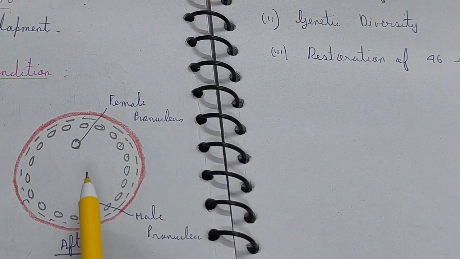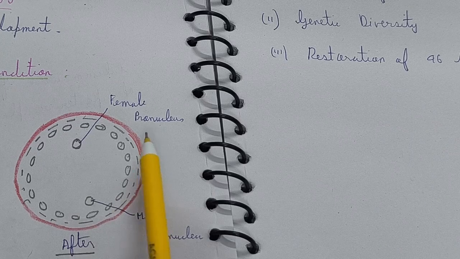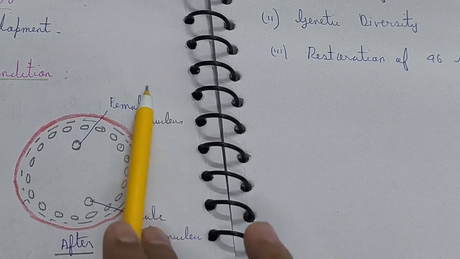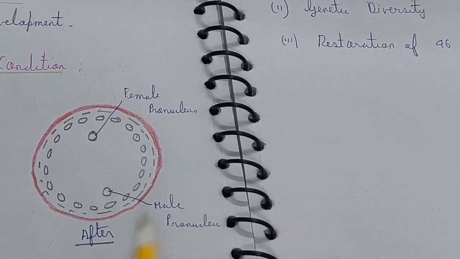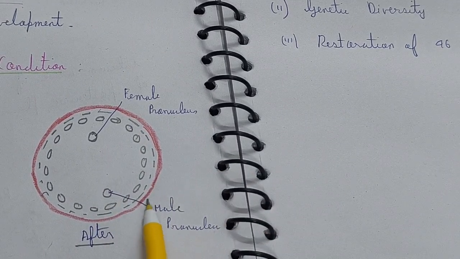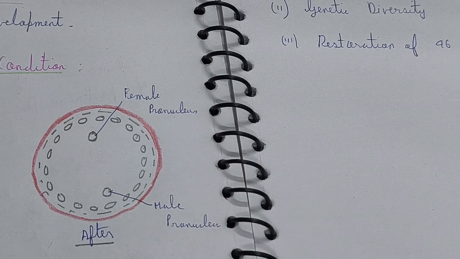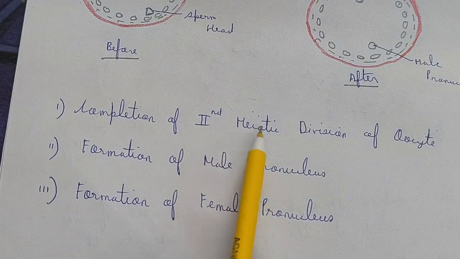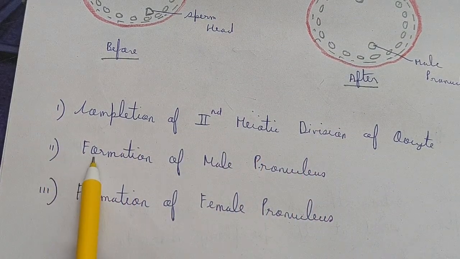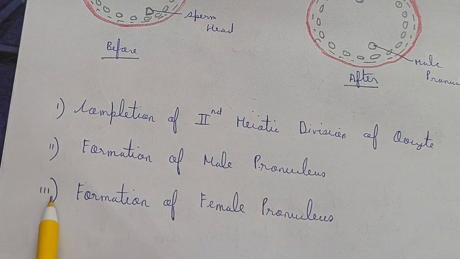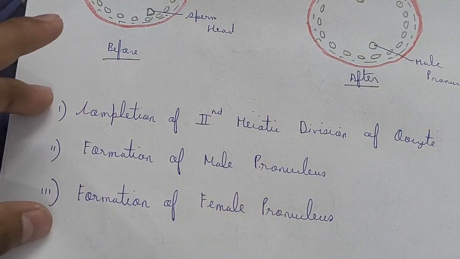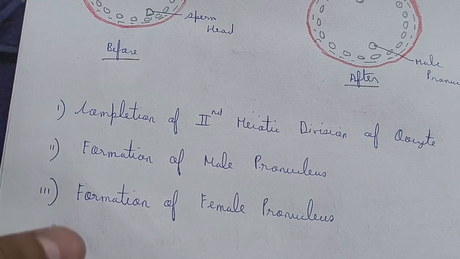But after, you can see this is the condition afterwards: completion of second meiotic division of the oocyte is done, and this leads to formation of the female pronucleus. Second, the sperm head undergoes changes to form the male pronucleus. So the first is the completion of second meiotic division of the oocyte, the second is formation of the male pronucleus, and the third is formation of the female pronucleus. These are the three important conditions before fertilization.